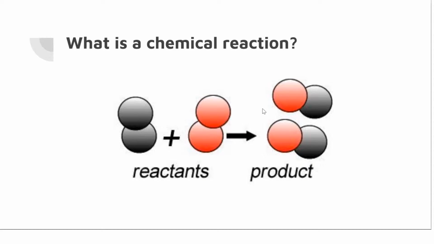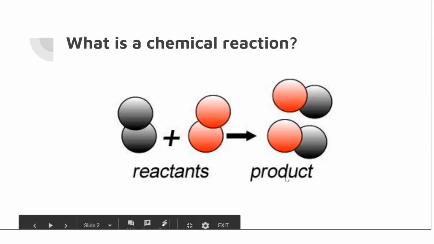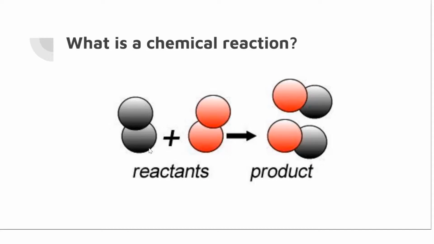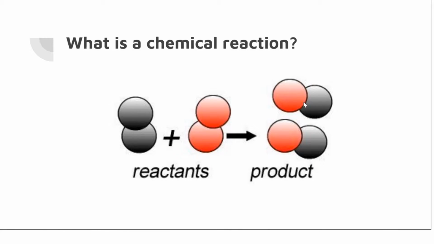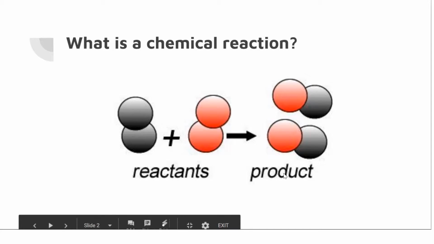In a chemical reaction, the molecules rearrange themselves to form new substances, also known as products. So be aware the products did not exist at the start of the reaction. They only exist at the end of a reaction. So substances that react together are called reactants, and the new substances that are formed are called products.